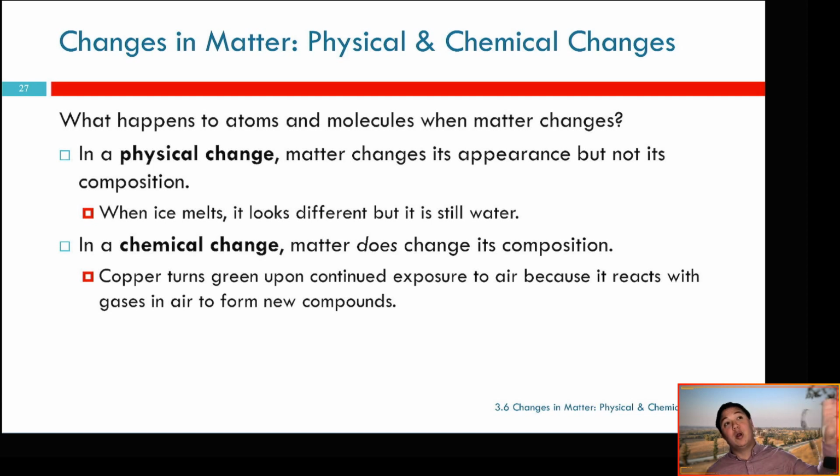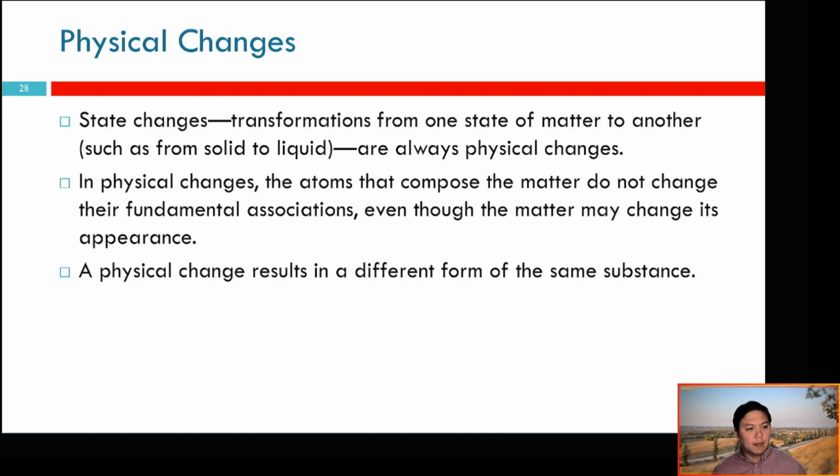But we talked about chemical and physical properties before. Now we're talking about chemical and physical changes. Physical changes are things like state changes. Those are definitely the most common. Another physical change would be if you had a block of wood and you cut pieces off of that block of wood. You're physically changing the wood. The pieces that you cut off are still wood. The piece that you're cutting them off of is also wood. So the atoms that compose the matter do not change their fundamental associations, even though the matter may change its appearance. Physical change results in a different form of the same substance.